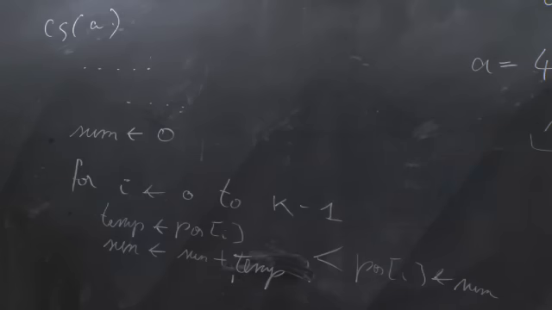Can you store temp at the end of the loop? And use it before you change? Okay.